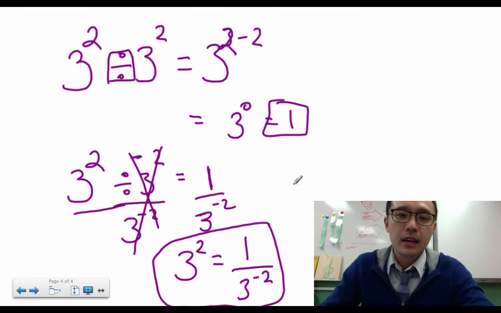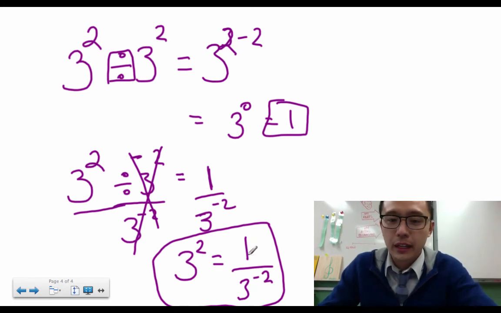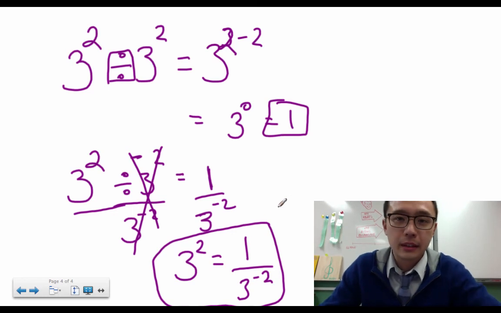Okay, so remember, don't forget the flipping, and don't forget the 1 that's either on top or the bottom, because that will make a big difference.